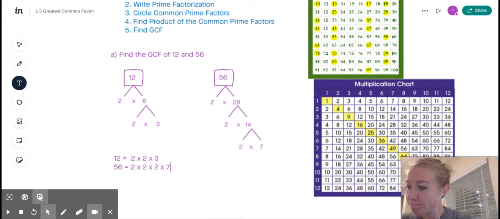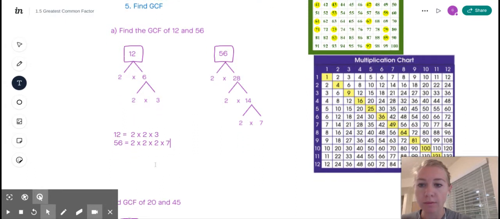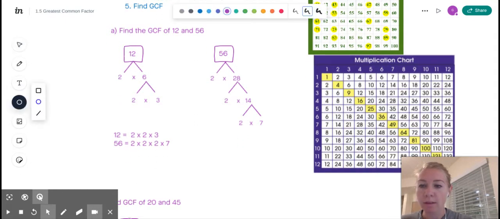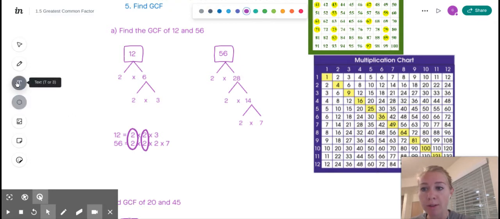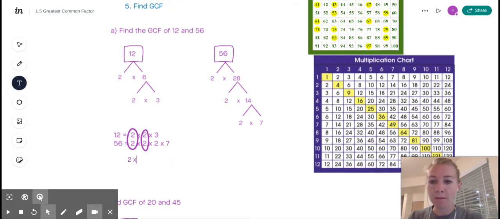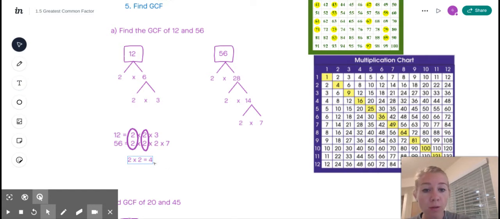Okay, next step. Circle common prime factors. So let's see. We have 2 sets of 2's here. So these are common prime factors. Since there are 2 sets of 2's, here's one set that I circled, here's another set, we can multiply those 2's together. 2 times 2 is 4. So that tells me 4 is also a factor of 12 and 56.